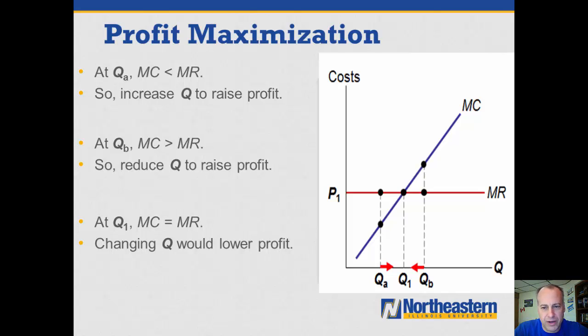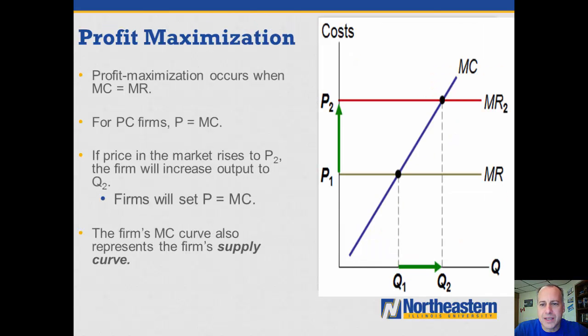So if we find ourselves at QA, this would suggest we should increase production. If we find ourselves at QB, we should reduce production. If the price rises, then we just continue to follow our equimarginal principle.